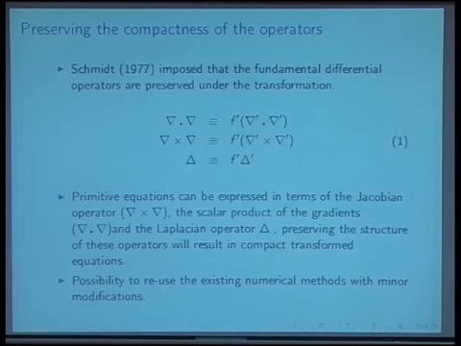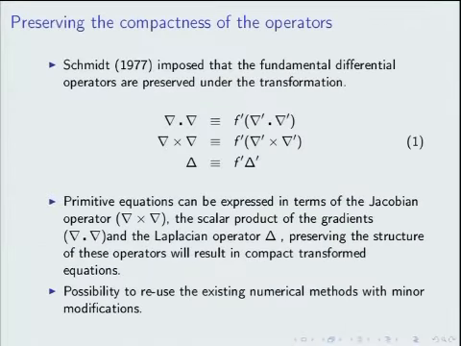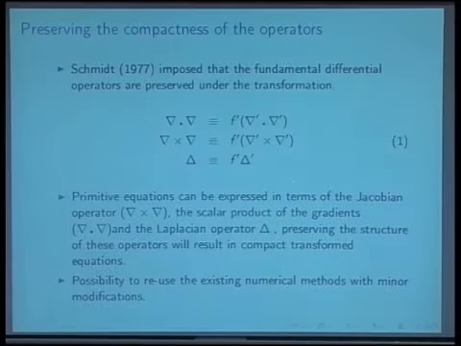So, these are the conditions imposed by Schmidt. The idea is to preserve the structure of the fundamental differential operators. Like this is the scalar product of the gradients, that should again map as a scalar product of the gradients in the transformed coordinates, perhaps multiplied by a scalar function. Similarly, the cross, this is a Jacobian operator, that also transforms into a Jacobian operator, and this is a Laplacian operator. The Laplacian also transforms into another Laplacian operator in the transformed coordinates.